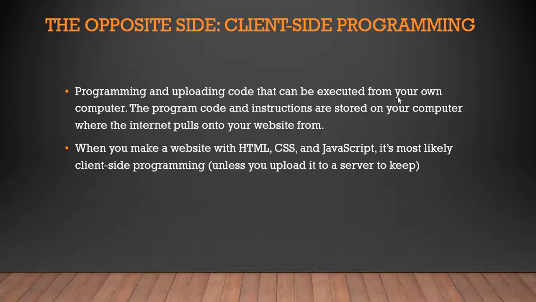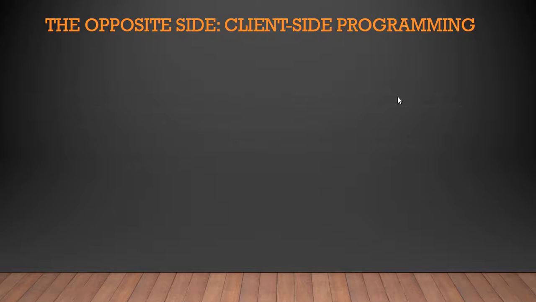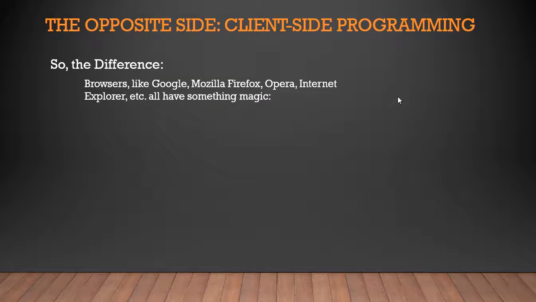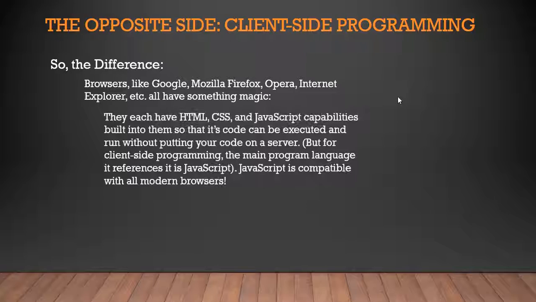Whenever you use any of these languages or code, it can be uploaded as a website without using a server because they're well known by the browser that you use most of the time. So the difference: browsers like Google, Mozilla Firefox, Opera, Internet Explorer all have HTML, CSS, and JavaScript capabilities built into them so that code can be executed and run without putting your code on a server. JavaScript is compatible with all modern browsers.